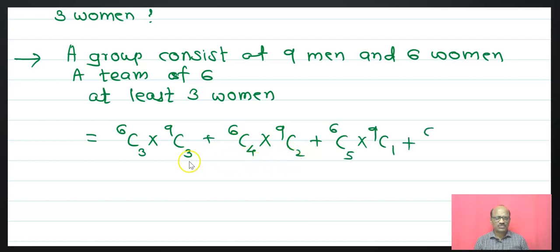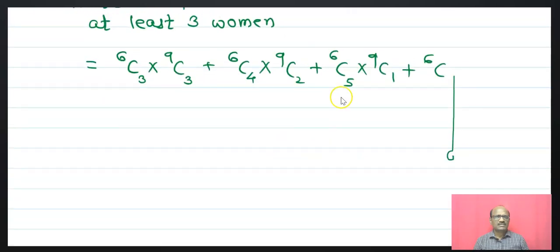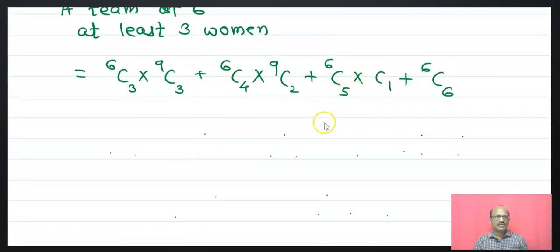Every time 4 plus 2, 3 plus 3, the total is 6 always. And next is 6C5, 9C1 and last is 6C6, which means all women will be applicable there. Now perform the calculations here.